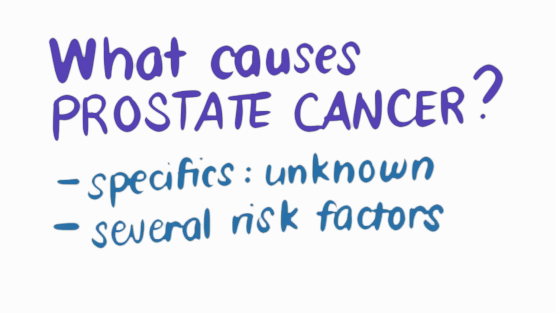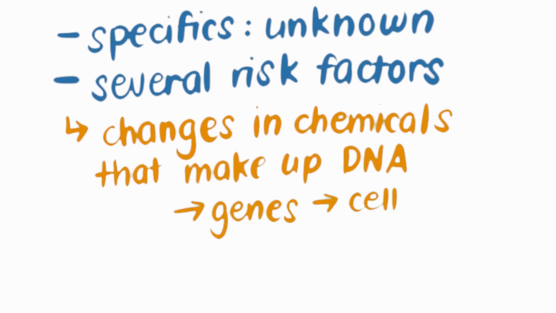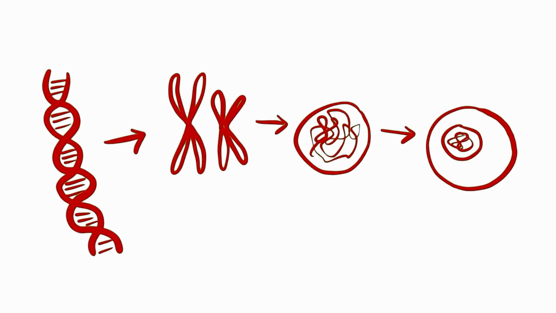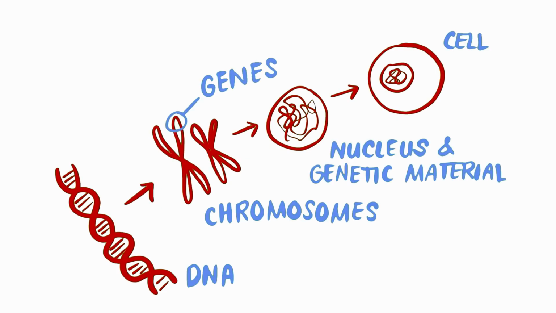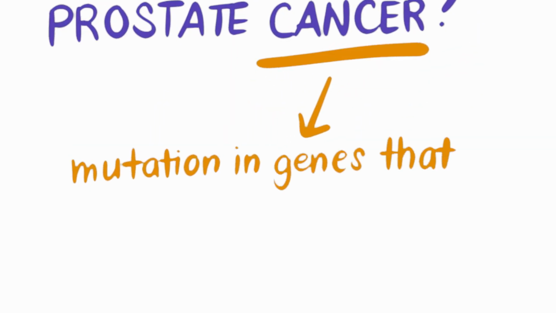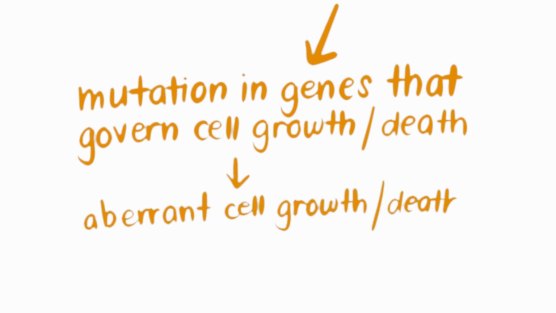Several risk factors for developing prostate cancer have been found, but it is unclear which of these risk factors causes a prostate cell to become malignant. Changes in the chemicals that make up the DNA, which makes up the genes in the cell, must occur for cancer to form. The genes regulate how the cell functions, such as how quickly it grows, splits into new cells and dies, as well as fixing any errors in the cell's DNA to maintain the cell's functioning normally. Cancer develops when certain genes that govern cell growth or death are mutated, resulting in aberrant cell proliferation and/or death.